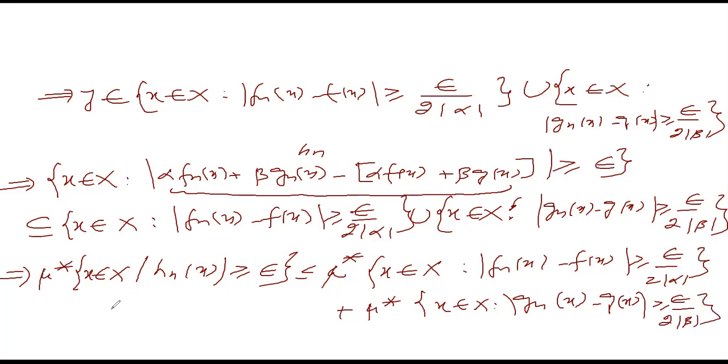Okay, so mu star of this, where h and x is this one, is less than or equal to this. Since fn converges to f in measure mu, therefore the limit of this as n approaches infinity, for each positive epsilon, here the positive number is epsilon divided by 2 mod alpha, and in this case the positive number is epsilon divided by 2 mod of beta. So the limit of this is zero because fn converges to f in measure, and the limit of this is also zero because gn converges to g in measure. So that means the limit of this will equal zero, this converges to zero, this converges to zero as n approaches infinity.